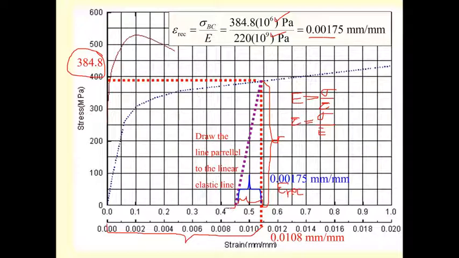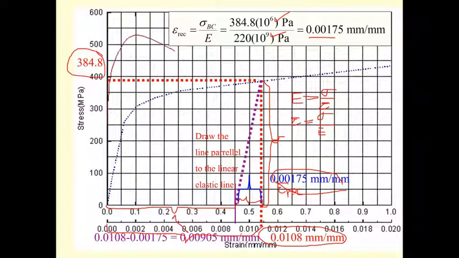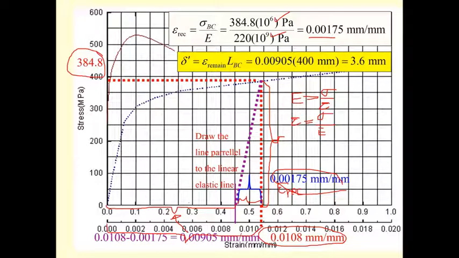So the permanent set is going to be taking this red one minus this blue one, and then you get the result of 0.00905. So this is going to be the permanent set. And then BC is 400 millimeter. So you multiply the strain by 400 millimeter, and you get the permanent set of 3.6 millimeter.